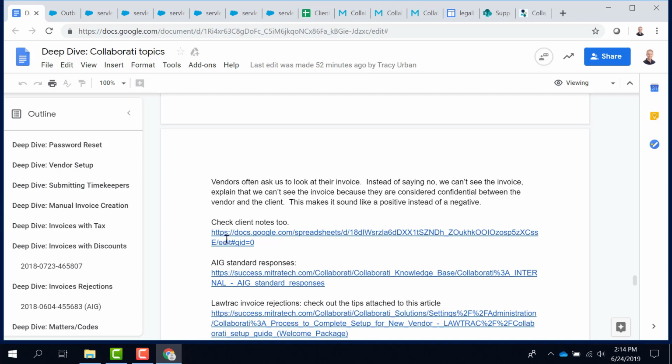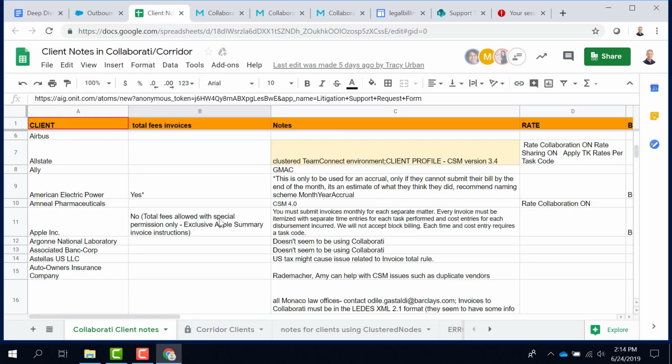We also have some additional information in our client notes. We have some notes about clients. So in this column right here, this is the total fees invoices column. If we know for sure that the client accepts invoices with the item type total fees, that means that they've configured it on the Team Connect side and they accept it in Collaborati. Then we put a note here, yes.